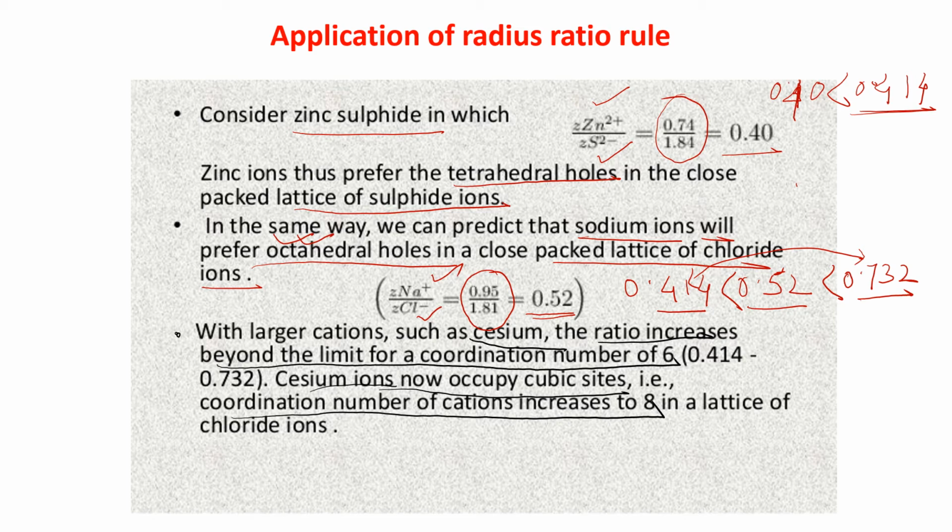I think you have a clear picture of radius ratio. If the radius ratio is less than 0.414, it will go to tetrahedral. If it is less than 0.732, it will go to octahedral. That means it has to come within a range 0.414 to 0.732 for octahedral hole.